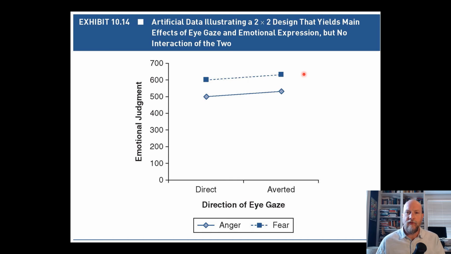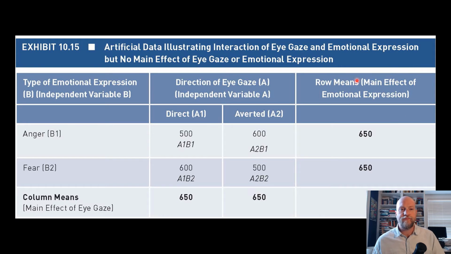This is an example of some data that would say that there's a main effect for eye gaze and emotional expression. Both of these lines have a slope to them that go up, right? But no interaction of the two. Again, they're parallel. Let's look at some other fake data here for a moment.